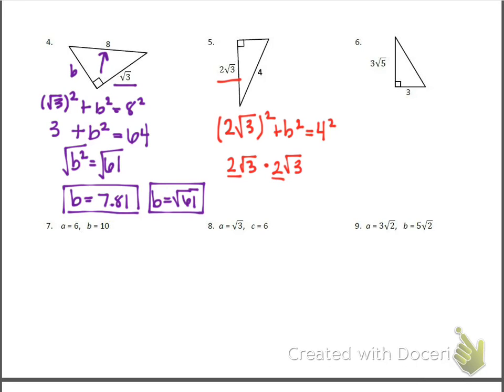4. So let me move this over to the side for a second. So 2 squared gives me 4 times, what's root 3 times root 3? Root 9, which is 3, plus b squared equals 16. Let me erase this. And what's 4 times 3? 12. Plus b squared equals 16.